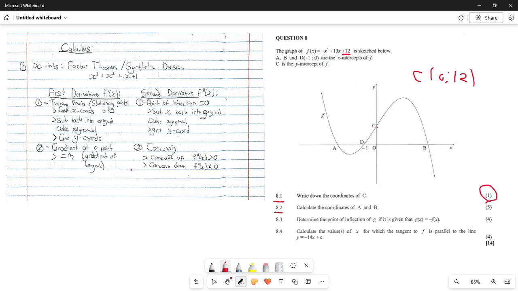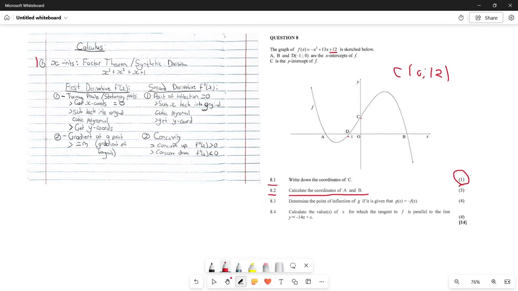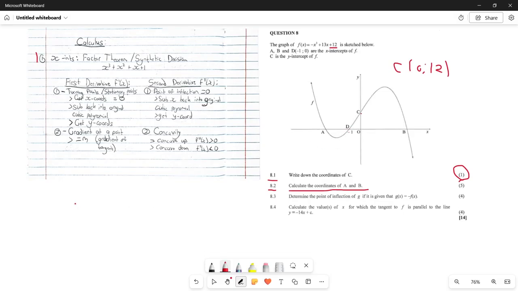And this is where our cheat sheet is going to come in. So we have to calculate the coordinates of A and B. So we know the coordinate of D, but we do not know the coordinate of A or B. So right now, we're at point 1 of our cheat sheet. We have to use our factor theorem or synthetic division in order to solve for these values. Right now, we've been given one actual value. So we have one of its roots. So I'm going to do synthetic division because it makes it a lot easier for me specifically.